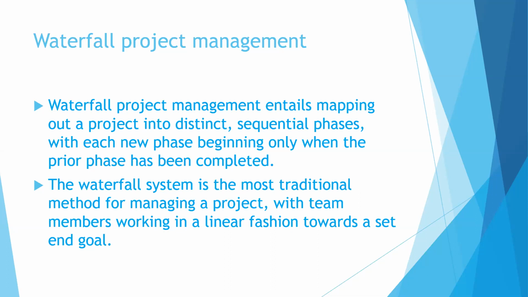So that is the Waterfall project management summary, which entails mapping out a project into distinct sequential phases, with each new phase beginning only when the prior one has been completed. You have to finish your requirement gathering and sign off with stakeholders and business people, then you move to design. When you complete the design, you move to development, which is the coding. After the coding has been completed, the testing team will start testing. Then there will be UAT, then you deliver into production.